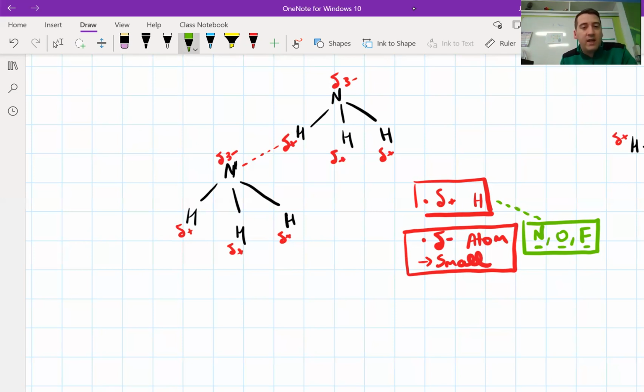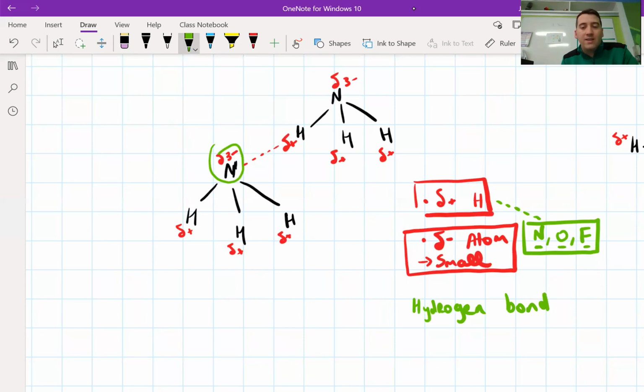So you see here in this case, we have a delta negative nitrogen, and nitrogen is a small atom, and it's dipole-dipole bonded to a hydrogen atom, which is delta positive. So this is one of these special cases. We call this particular type of dipole-dipole interaction a hydrogen bond.